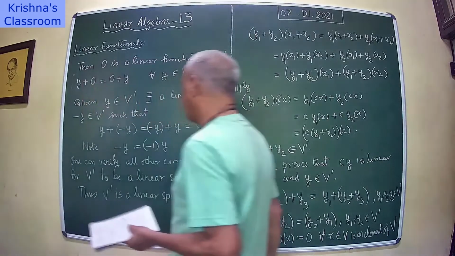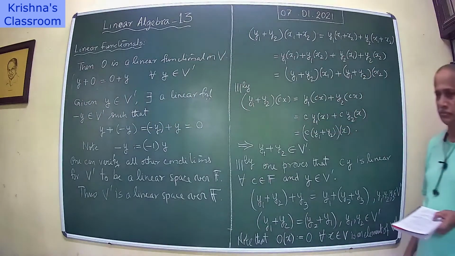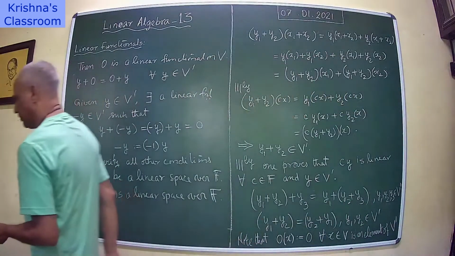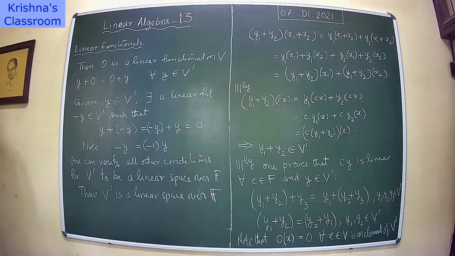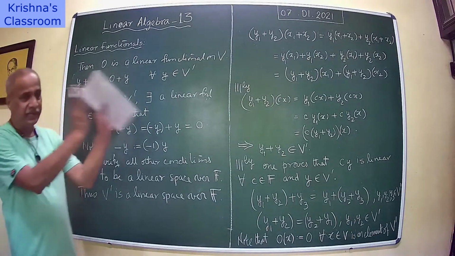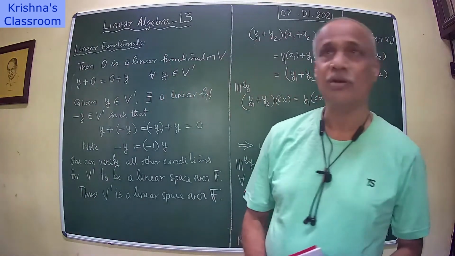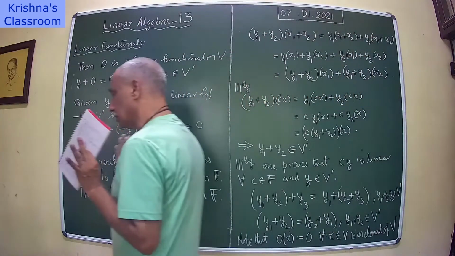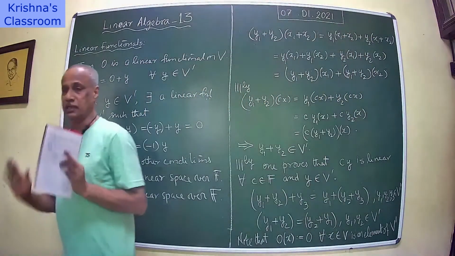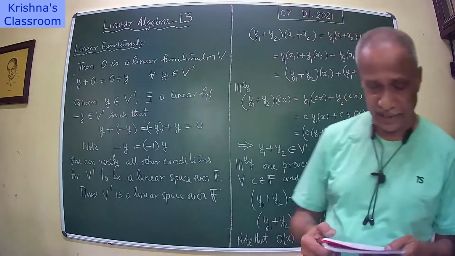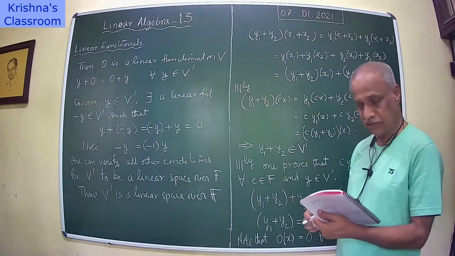Thus, B prime is a linear space. So, given B, a finite dimensional vector space, you have a new linear space associated with B consisting of all linear functions. This is called the dual space.